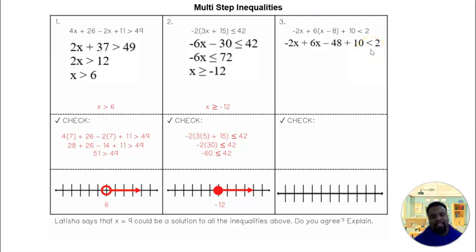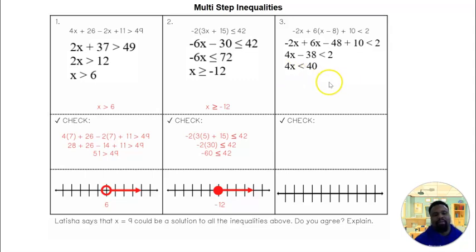Now we want to combine our like terms. Our like terms are negative 2x and 6x. That's going to give you 4x. Negative 48 and 10 gives you negative 38. So 4x minus 38 is less than 2. Now we got a two-step inequality. Add 38 on both sides. You're going to get 4x is less than 40.